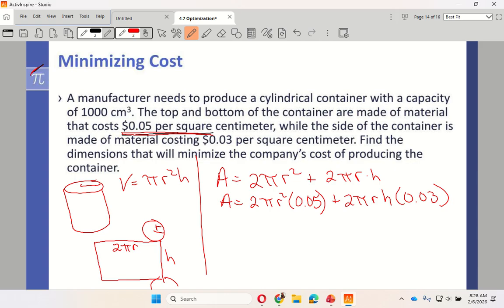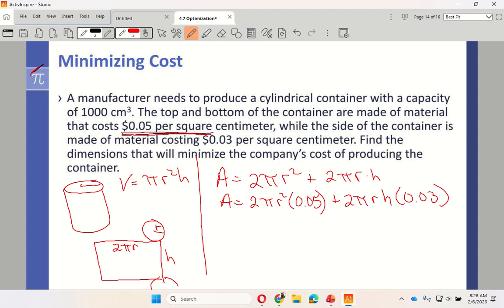Now I have one issue right now. I have to incorporate these two things together, right? I have to incorporate my two equations, my volume and my area. Did you substitute the h? Yes, solve for the h. Very good. That's what I'm going to have to do.